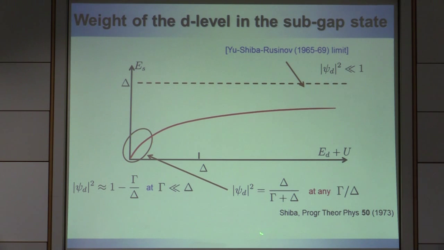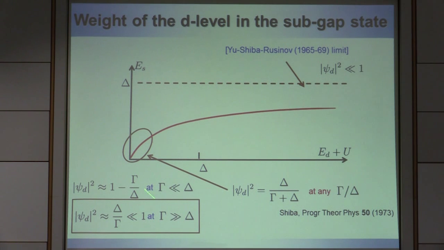So basically, at arbitrary gamma over delta, the weight of the D level state in the Shiba state behaves as delta over gamma plus delta. So in particular, in a realistic case when gamma is large compared to delta, the representation of the D level in the Shiba state is always small. It's delta over gamma even if the level is close to the Fermi level. It will be crucial for the explanation of the experiment that the representation of the D level is always small. So the state that is forming a Shiba state is always almost constructed from the quasi-particle states. The electron spends very little time on the D atom, and mostly it spends time outside. It cannot go away because of the gap, but it's kind of hovering around the D level of the atom.